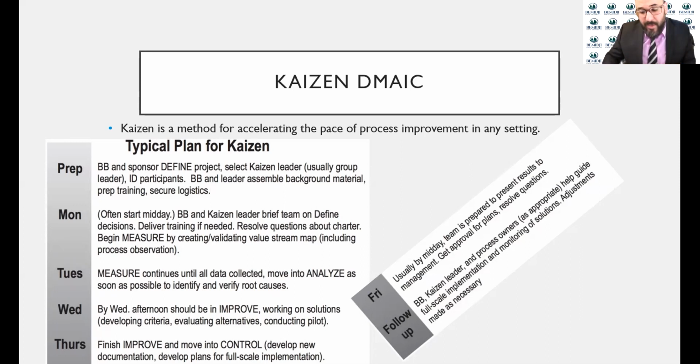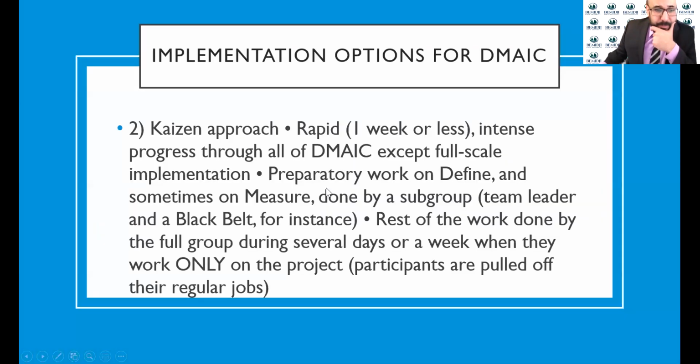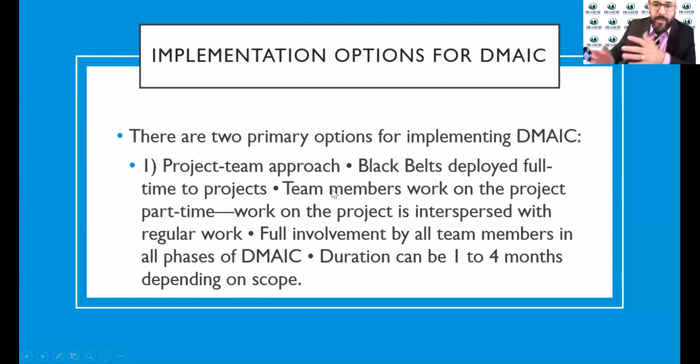The other way for doing it is basically the long one, which will take longer. Let's read about it. The project team approach: black belt deployed full time to the project. The project team members work on the project part time, and they need full involvement by all team members in all phases of the DMAIC. The duration could be from 1 to 4 months depending on the scope.